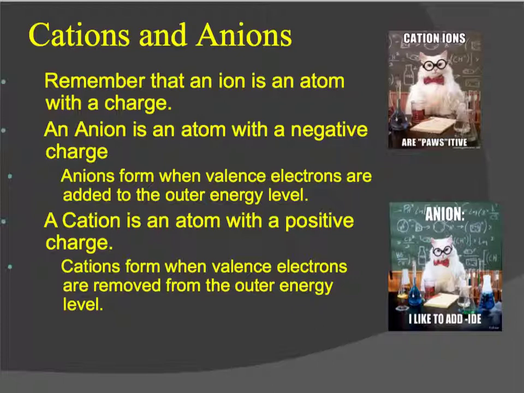Cations, on the other hand, are atoms with positive charges. So these are atoms that have lost valence electrons. Those valence electrons have been removed from that outer valence shell.